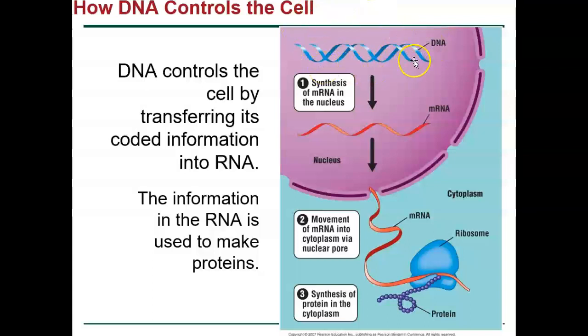We've got DNA inside the nucleus, and then a copy of that DNA is made, and this is going to be called messenger RNA. And then that messenger RNA leaves the nucleus, goes into the cytoplasm, and then that messenger RNA hooks up with a ribosome, and a protein is made. Now that's the very simplified version. We're actually going to be looking at this in much greater detail.